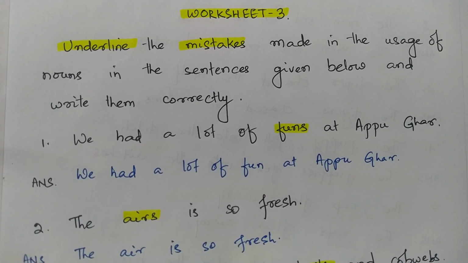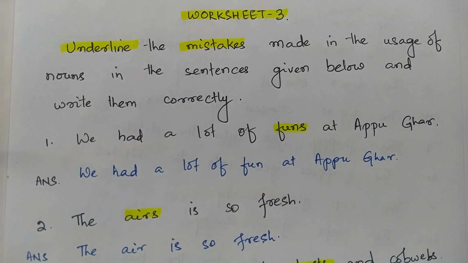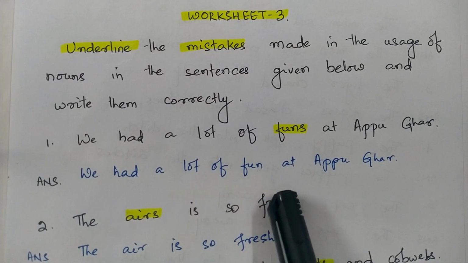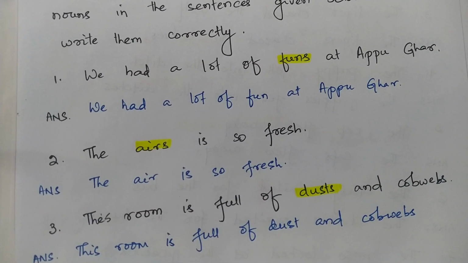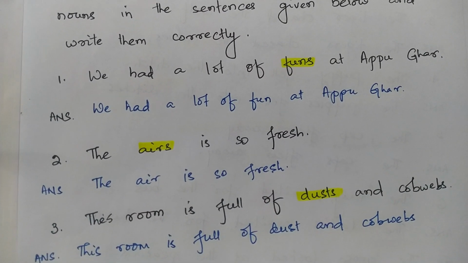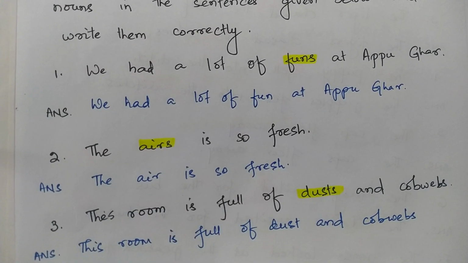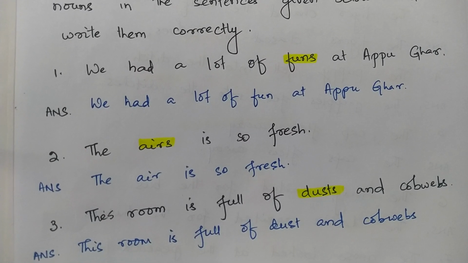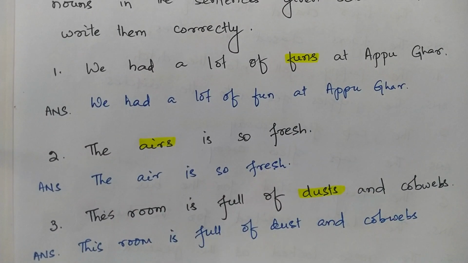Number 1. We had a lot of funs at Appu Ghar. Funs is wrong. Why? Because it is uncountable. We had a lot of fun at Appu Ghar. The airs is so fresh. Can you count air, children? No. Airs is an uncountable noun. Therefore, air is so fresh. And like I said, uncountable nouns do not have plural forms. Therefore, funs, airs is wrong. It is fun and air.